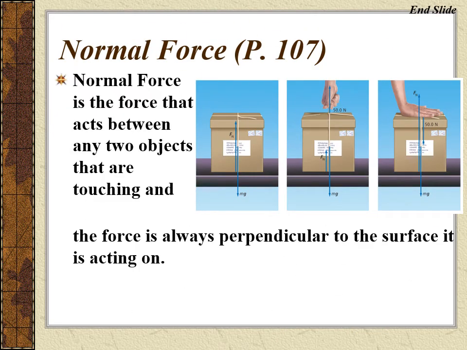So the normal force, as we mentioned before, is a force that acts between any two objects that are in contact with each other. And it's always perpendicular to the surface, which is actually where the term normal comes from. The term normal is a mathematical term that means perpendicular. So with two surfaces that are in contact with each other, like this box and this table, the normal force is always going to be perpendicular to that surface.